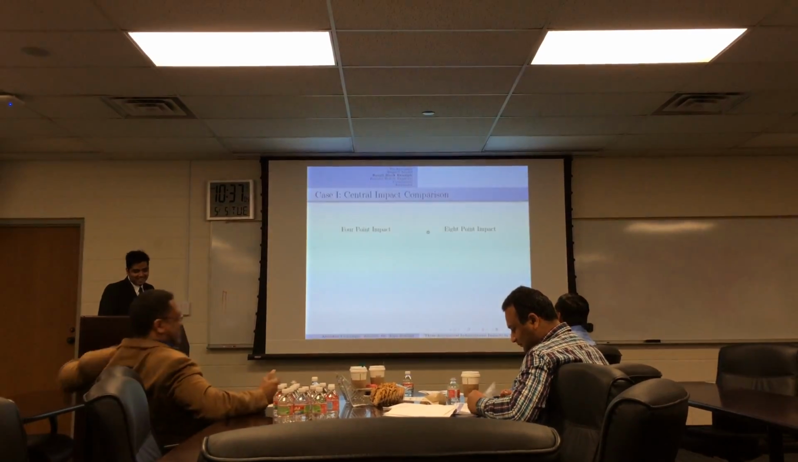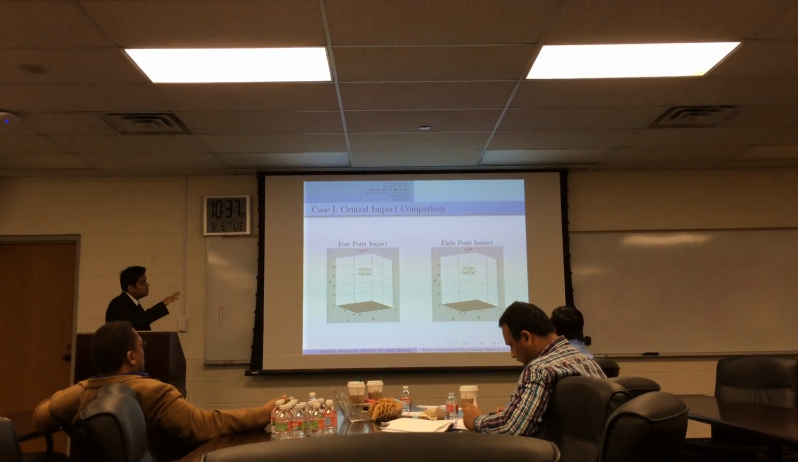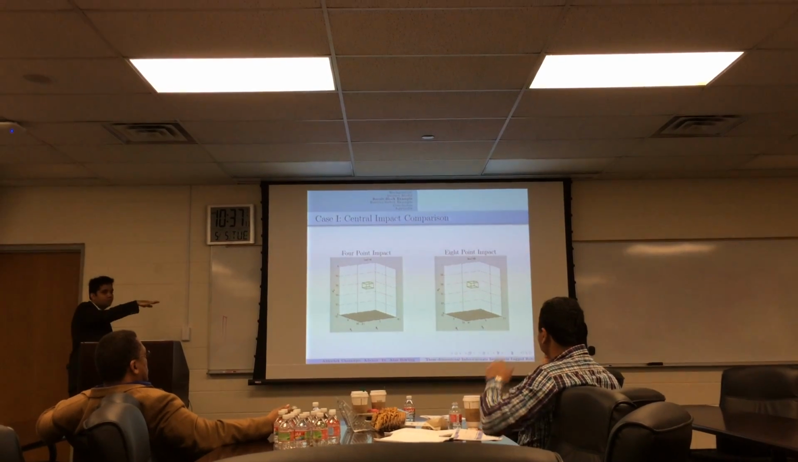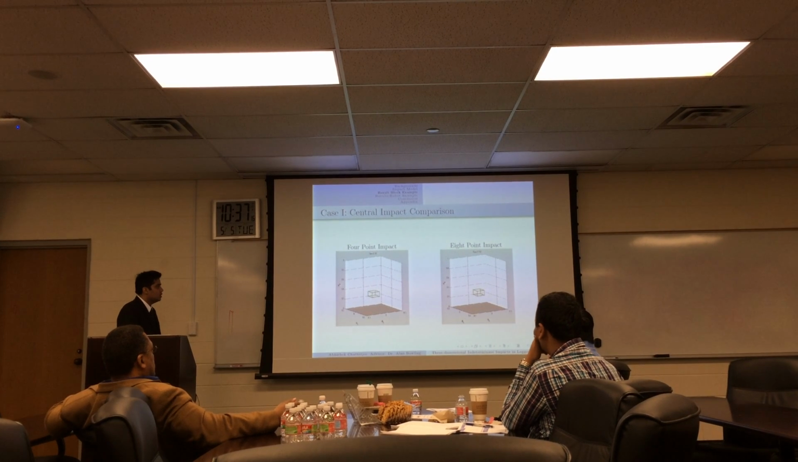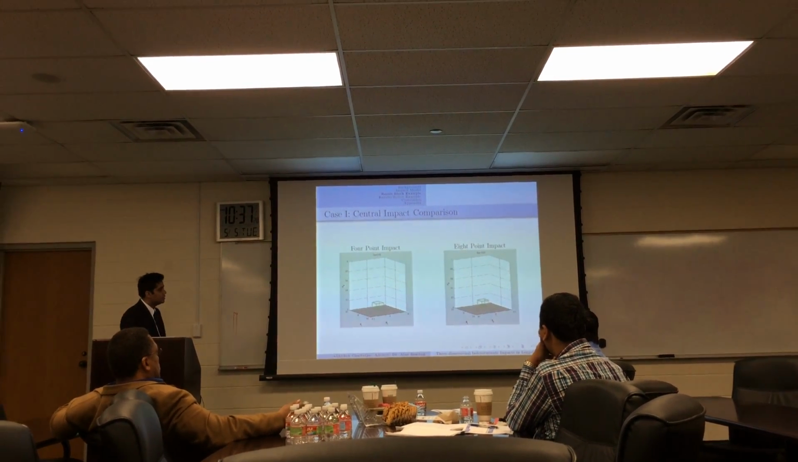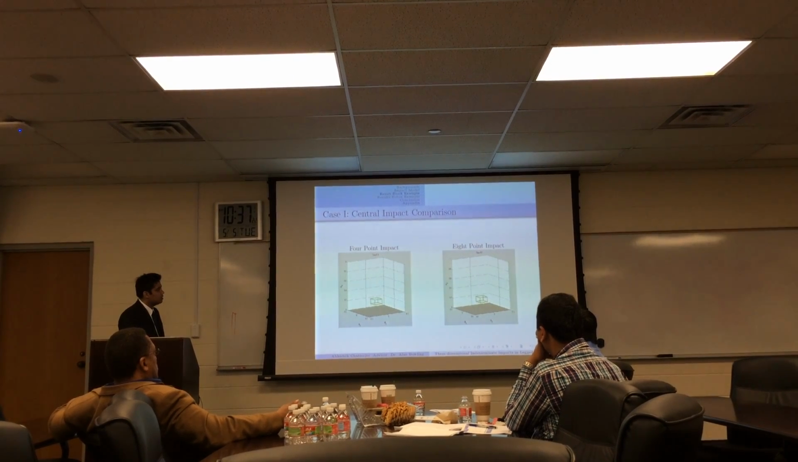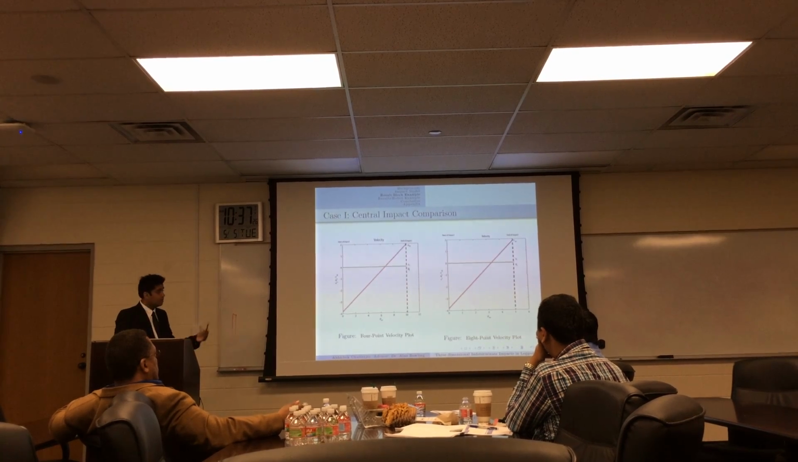But go ahead. I have some simulation of the blocks. So this is a collinear impact where we are just dropping the block flat on the ground. This is the 4-point case and this is the 8-point case, and we can see very similar behavior in both cases from the animation.